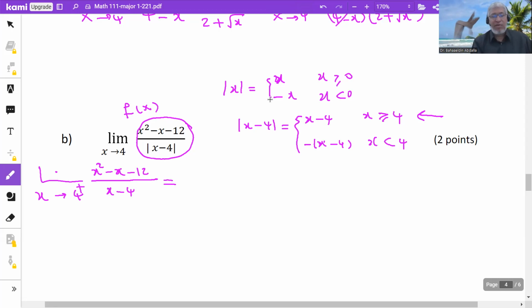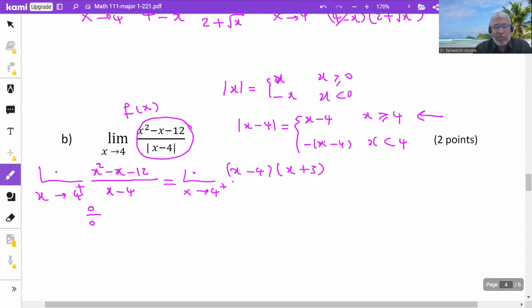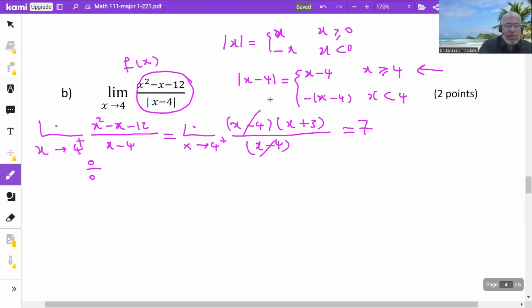And now if I replace x by 4, 16 minus 4 minus 12, that's 0. And 4 minus 4 is also 0. So let us try factoring. Factor the numerator. It's a trinomial. Two numbers, their product is negative 12. Their sum is negative 1. They are negative 4 and 3. I can cancel these two and replace x by 4. 4 plus 3 is 7. So that's the limit when x approaches 4 from the right.